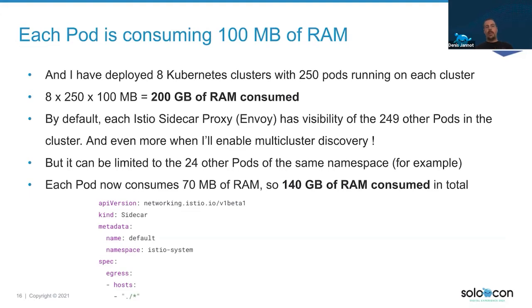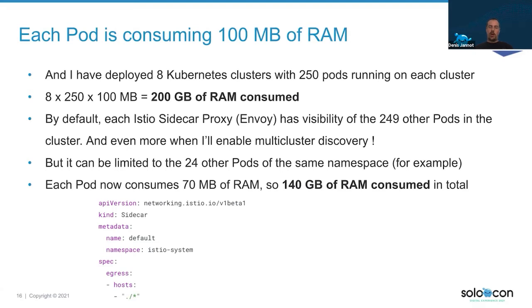So then here what I discovered is the fact that by default Istio is configuring the different sidecar proxies so that they have visibility of all the other pods in the clusters. That means there were what we call Envoy cluster entries in each sidecar for all the other pods of the cluster. And the more entries you have there, the more memory you use.